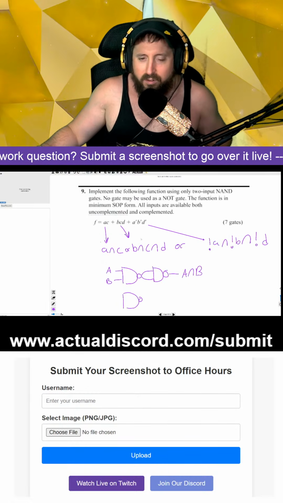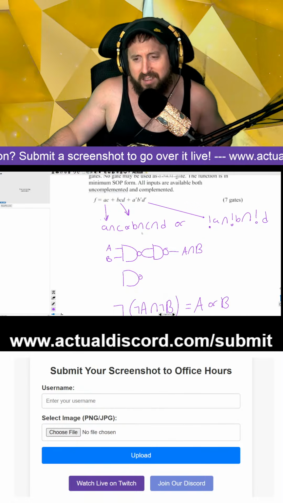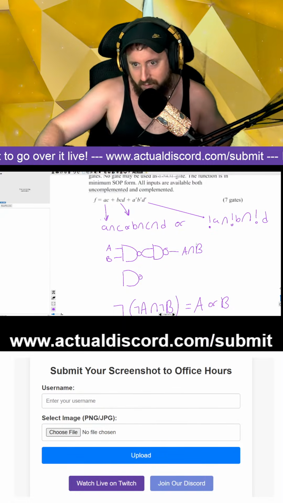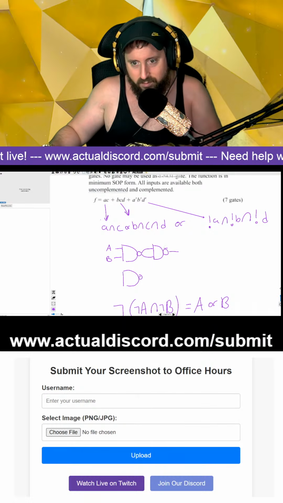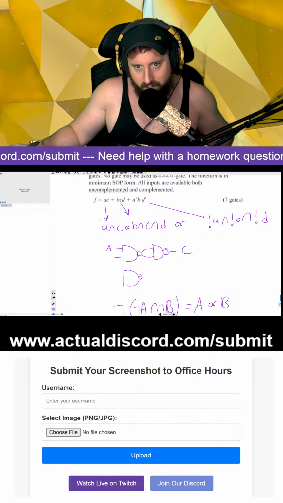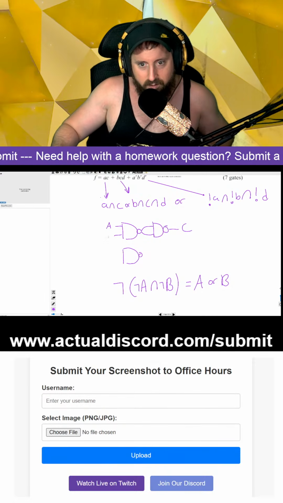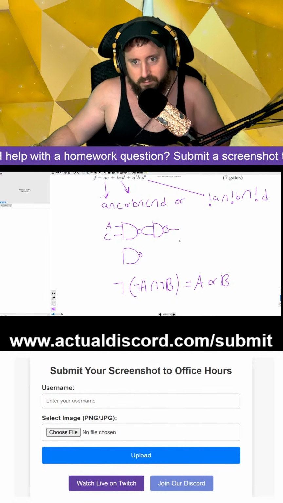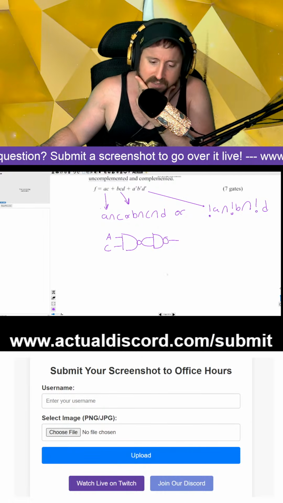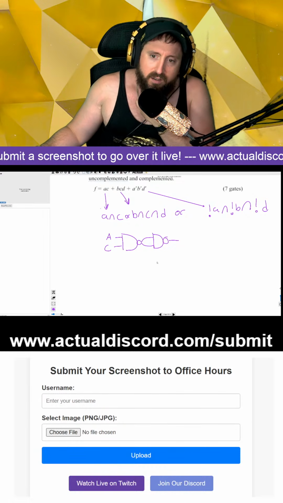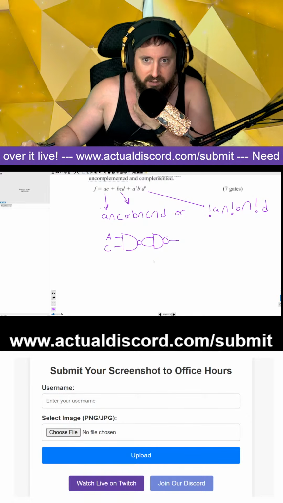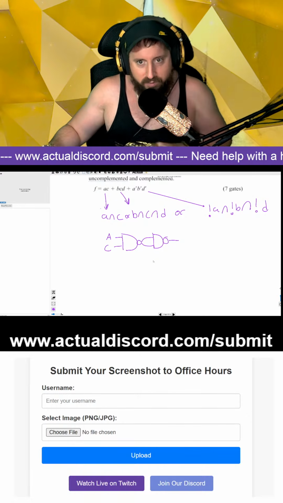Okay. So, A and C would be this. So this would be A and C. So we got that part right? Okay, B and C and D. So that's the same thing as B and C, and then that also with D.